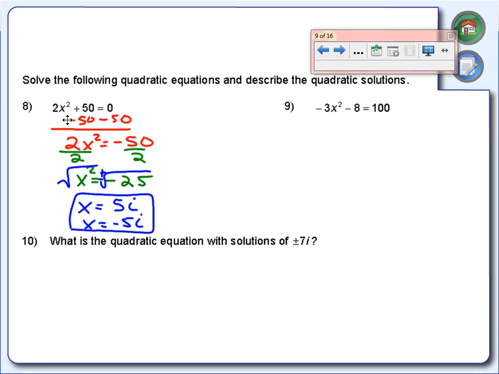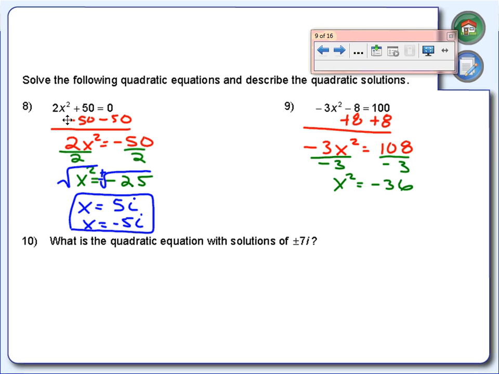Number 9. Just like we did 8, we're going to get x by itself. So I'm going to add 8. So 100 plus 8 is 108. Next thing I need to do is divide by -3. So 108 divided by -3 is what? -36.